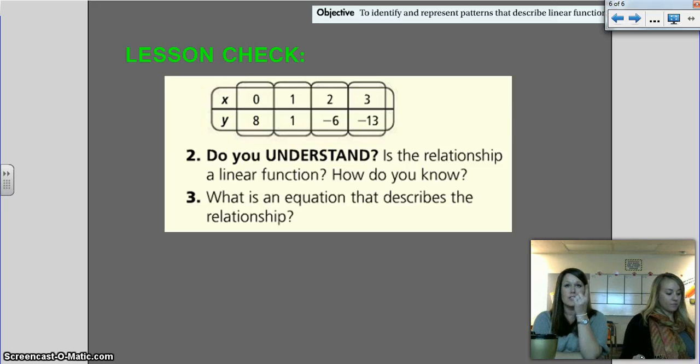So now we're going to check. Do you know that this is a linear function? It should have exactly 1 output for every input. And then what is an equation that describes the relationship? So find your rate of change, and you're good.